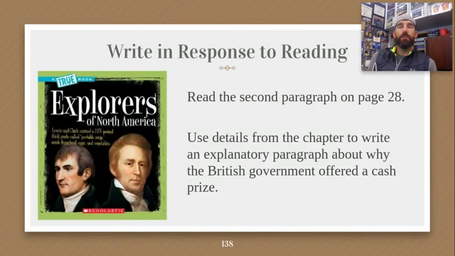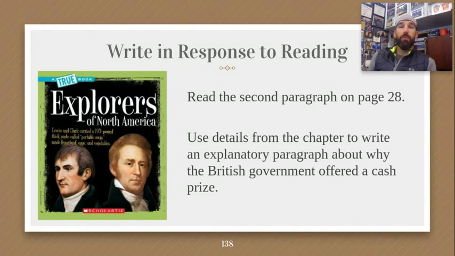All right, and our write and response to reading question here says to read the second paragraph on page 28. So you're going to go back. You're going to reread the second paragraph on page 28. I can tell you from looking at my own book that the second paragraph begins with the word but and ends with the word try. And after you've read that section, it says to use details from the chapter to write an explanatory, meaning explaining or giving information about why the British government offered a cash prize. So you have to give some information as to why did they do that.